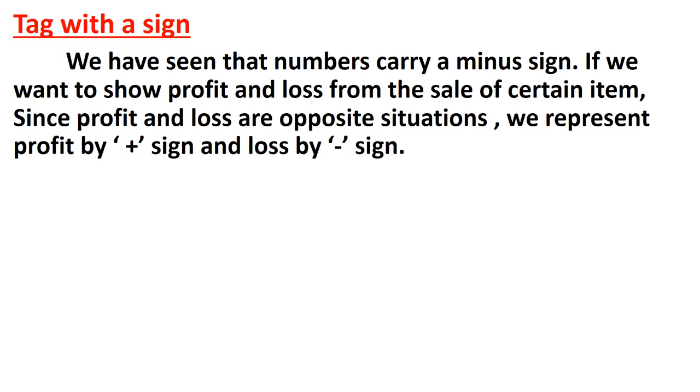I have told you that positive integers and negative integers are opposite of each other. Suppose we have to mention profit and loss of a certain item. You know very well that profit and loss are two opposite situations. Either we get the profit or we have to suffer a loss. We can't get both things together, profit also and loss also. So if we get the profit, we will represent it with plus sign. And if we suffer loss, we will represent it with minus sign. See the example.